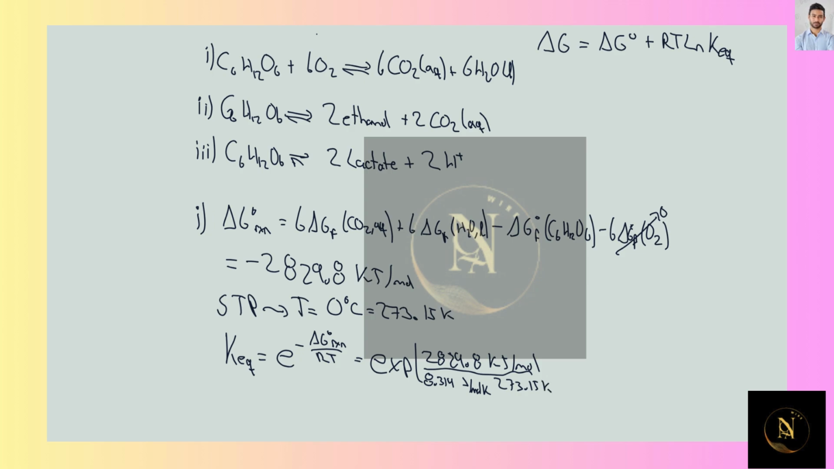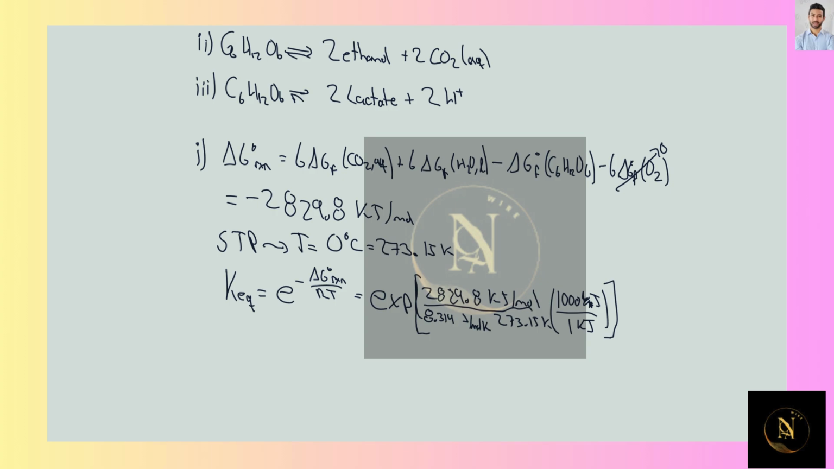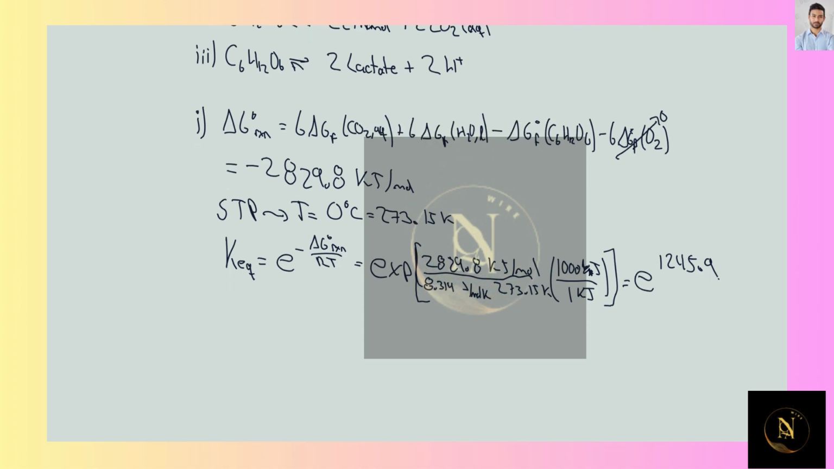Here you're going to realize that we need to transform kilojoules into joules, and the way to do that is that we need to multiply the result, since 1000 joules is in 1 kilojoule. We need to multiply by 1000 and then take the exponential. The result from this turns out to be an exponential to the 1245.9, which is, as you can see, a very, very large value, correct?